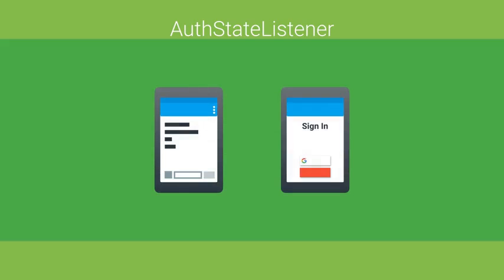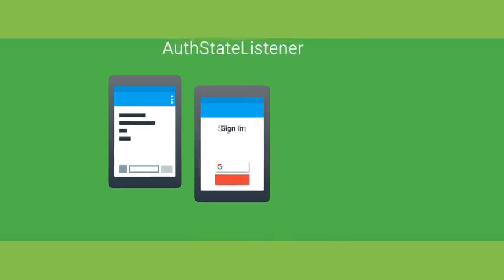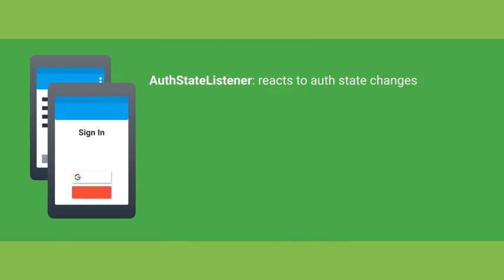We're going to start by setting up an AuthStateListener. Why? Well, our app has two states, signed in and signed out. And we need a way to determine which of these states the app is in. An AuthStateListener is a listener which we attach to the Firebase Auth object. It executes whenever the authentication state changes.